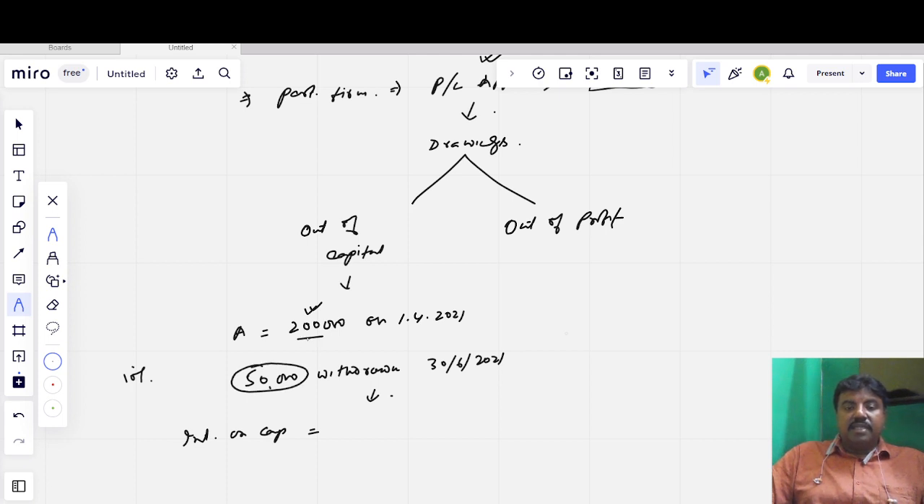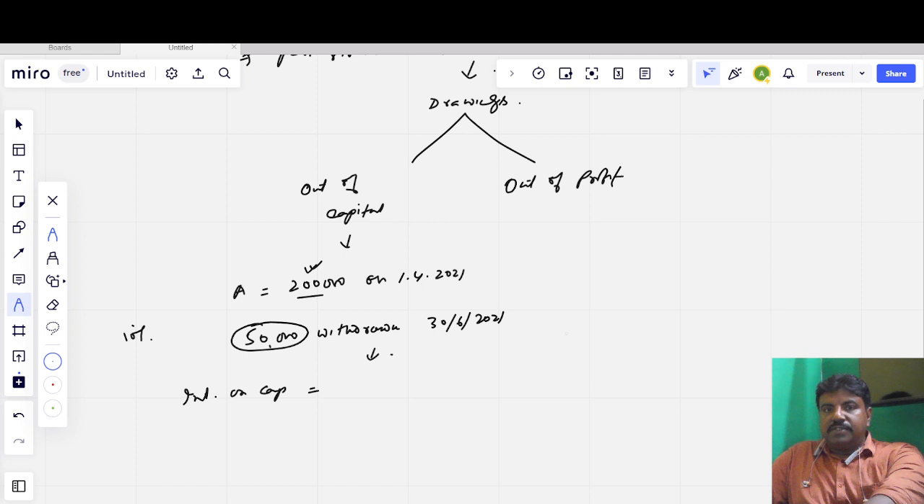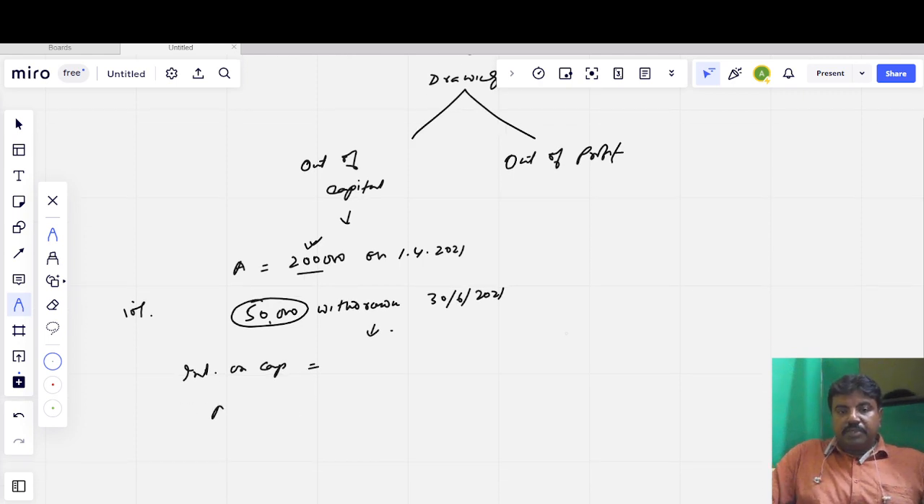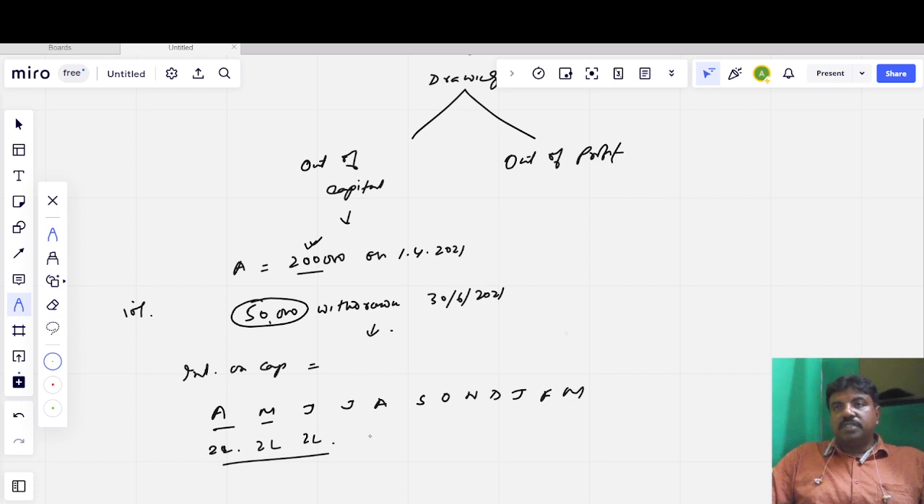So the capital balance reduced from 2 lakh to 1 lakh 50,000, and for 1 lakh 50,000 interest will be calculated for the next 9 months. I'm just showing you what's happening here: April, May, June, July, August, September, October, November, December, January, February and March. These are the 12 months. So in the month of April, the business had 2 lakhs, May 2 lakhs, June 2 lakhs. So for the first 3 months 2 lakh was used in the business.